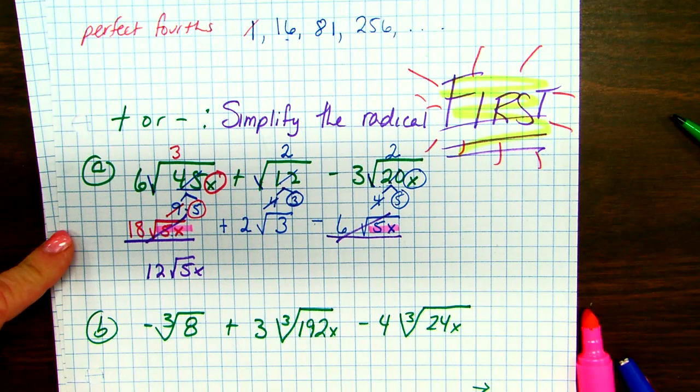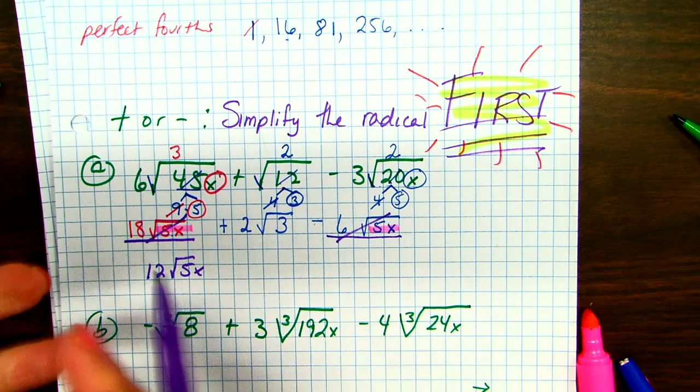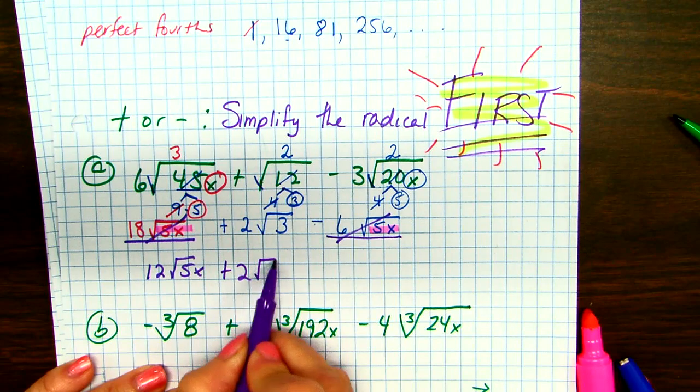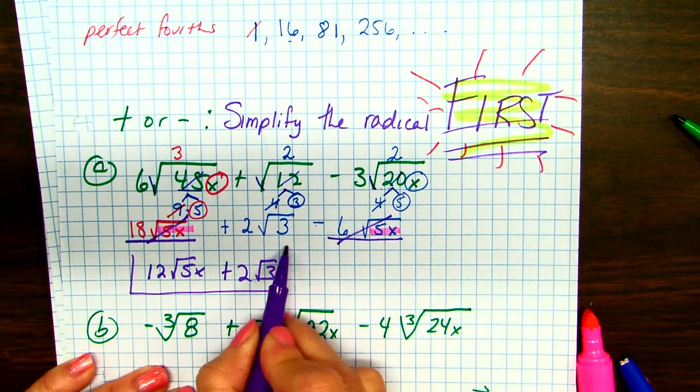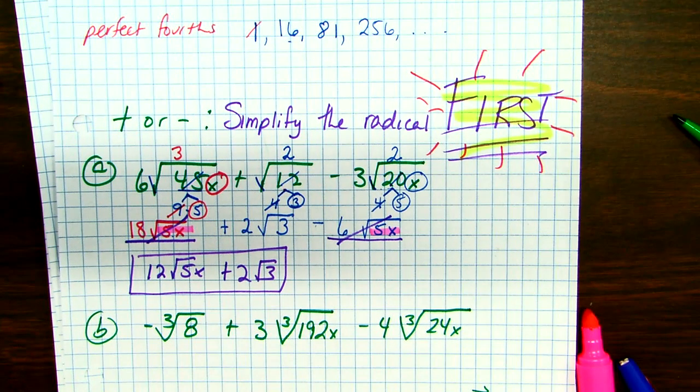Radicals just tag along. The square root of 3 is not a like term, so we just bring it down. And that would be your final answer, in either order, by the way. It doesn't matter what order your answer is in. Okay?